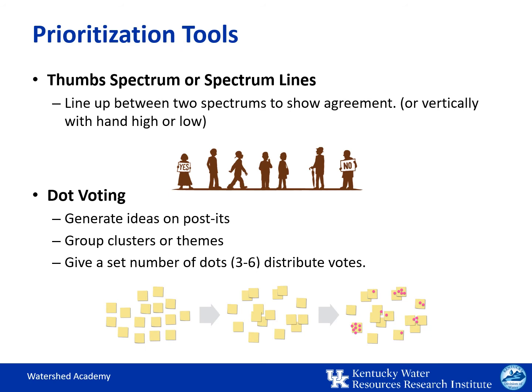If you're looking to prioritize, then you can use, for instance, the thumbs spectrum or spectrum lines, as covered in the introduction, to help you get some immediate feedback. You might also consider a dot voting system. In this system, participants generate ideas and then they group them into clusters or themes. And then finally, they use the dots to distribute votes for preferred solutions. So you might give everyone 3 dots and they can put them all on one topic or they can distribute them on 3. You can also color code the dots.